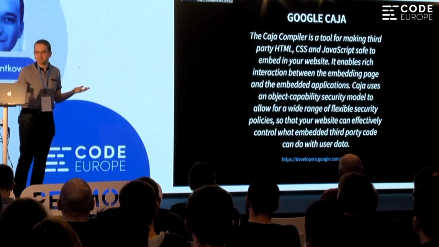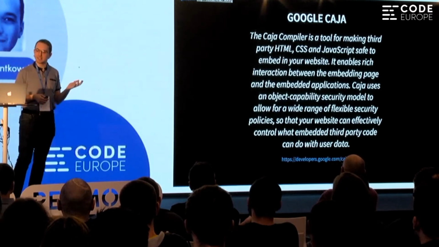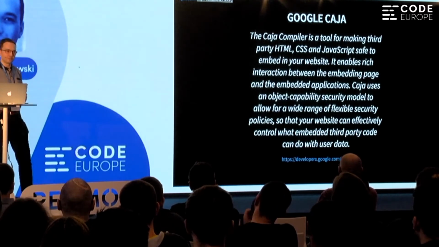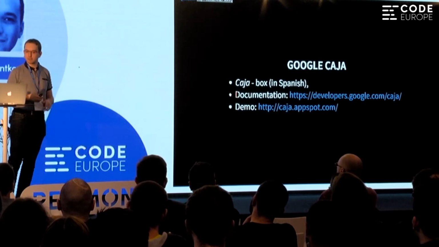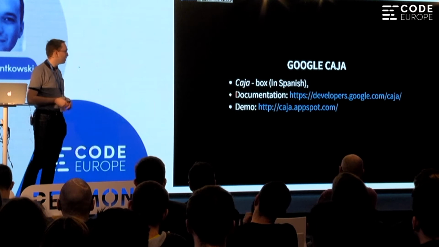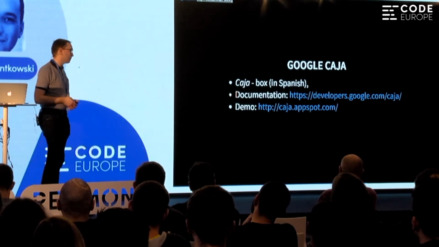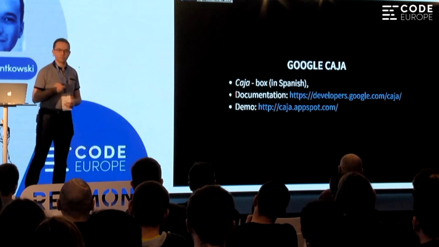And we have Google Caja. Google Caja is a tool for making third-party HTML, CSS, and JavaScript safe to embed in your website. So exactly what I described right now. And Caja means box in Spanish. This is why it is pronounced Caja. We have some documentation on the Google website, and we have a demo on caja.appspot.com.